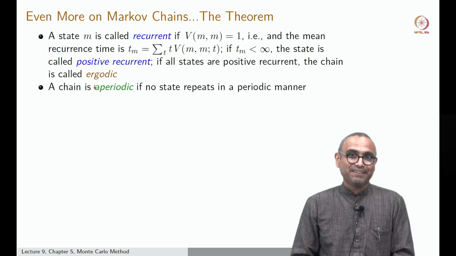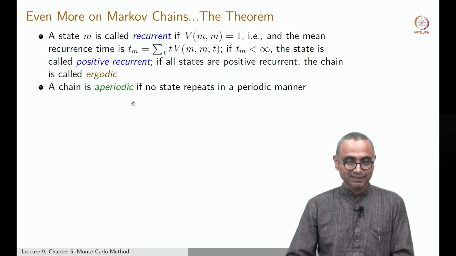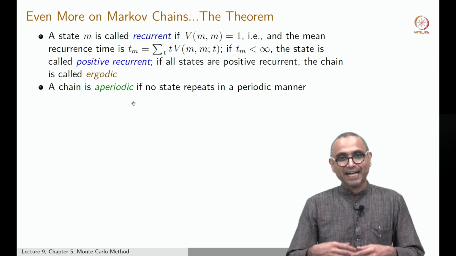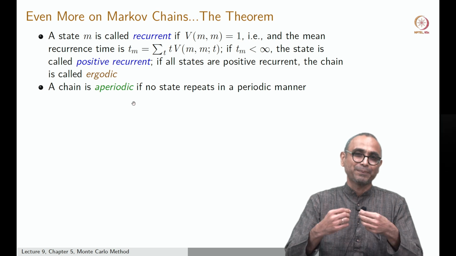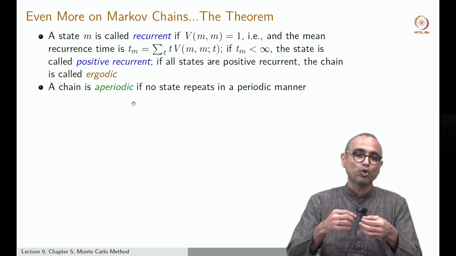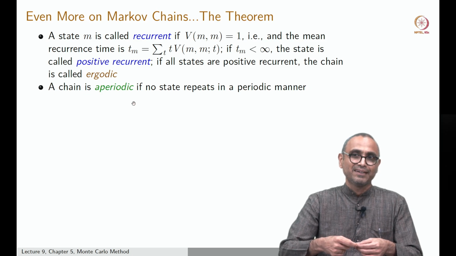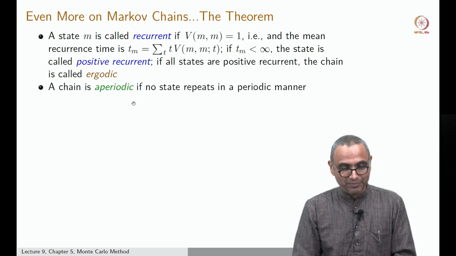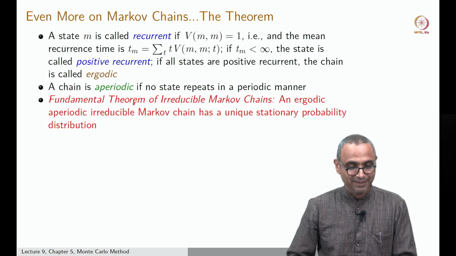Alright, we need one more concept, which is the concept of an aperiodic Markov process. So the idea here is that no state, no configuration repeats itself periodically. So for example, there is no m such that after every 20 steps you will be back at m. So this is an important necessity as well for what I am going to present soon.